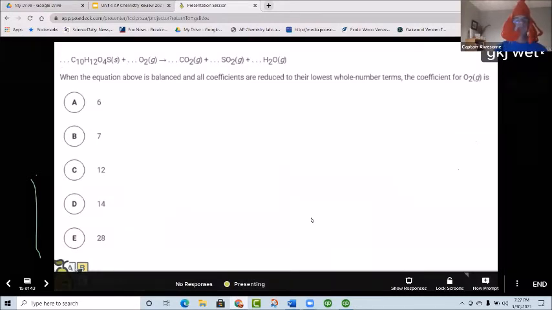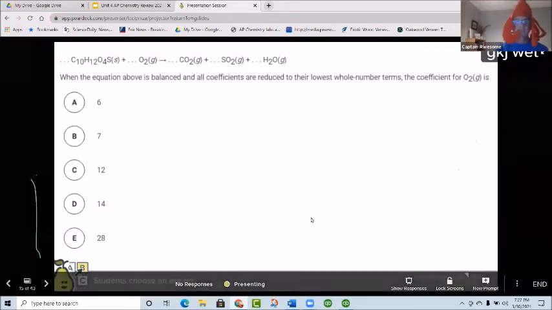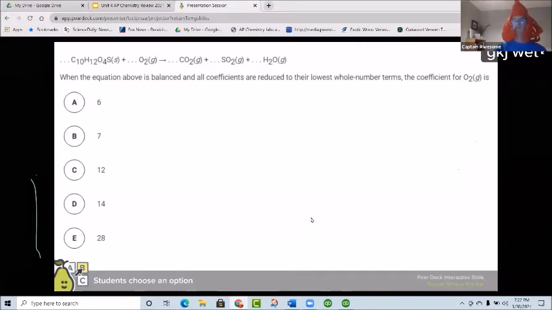All right. So it says when the equation above is balanced and all coefficients are reduced to the lowest whole number terms, what's the coefficient for O2? So if you could go ahead and balance this equation like you know how to balance equations, but make sure you're picking just the coefficient for O2. Take the time to balance this equation. This is something you'd be expected to do on the AP exam.